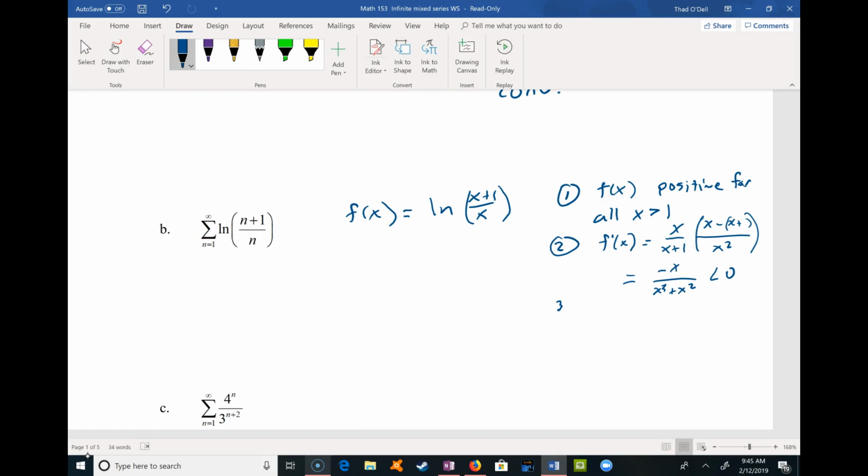And then finally, we also need to show that this is continuous, and this is continuous everywhere but at x equals 0, but we're not letting x equal 0, so f of x is continuous for all x greater than or equal to 1. Oh, I guess we never said up here for number 2 that it's decreasing. You would have a line in here saying that since the derivative is always negative, that means f of x is decreasing.